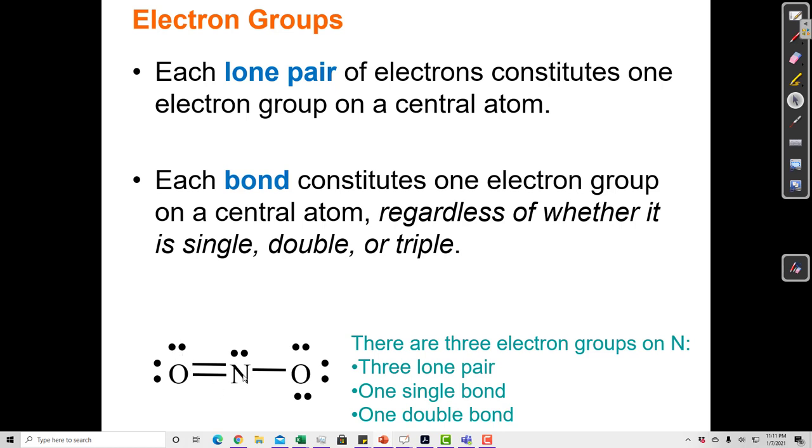Now if we look at nitrogen, how many does nitrogen have? A lone pair counts as one group. This bond counts as one group, so that's two. And this bond counts as one group, so that's three. One, two, three electron groups around nitrogen. Now let's look at oxygen. How many electron groups does it have? One, two, three, and a bond, four. So the first atom has three electron groups, nitrogen has three electron groups, and oxygen has four electron groups.